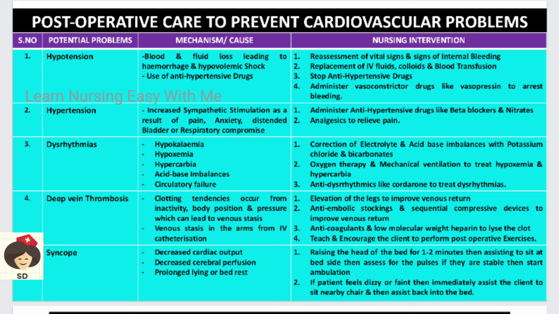And patient can go for dysrhythmia. So this can be due to hypokalemia, that is decreased potassium, hypoxemia, hypercarbia, which is increased carbon dioxide in the blood, acid base imbalance, and circulatory problems. So here you have to correct all the fluid, electrolyte, and acid base imbalances. What electrolyte is less, like if potassium is less, we can give potassium chloride, and if it is a problem with acidity, then you can give bicarbonates. And oxygen therapy with ventilation to treat hypoxemia and hypercarbia, and antidysrhythmics will treat the dysrhythmia.